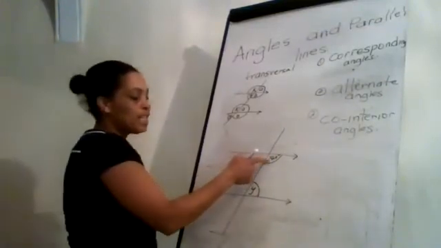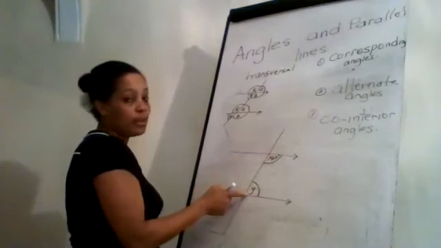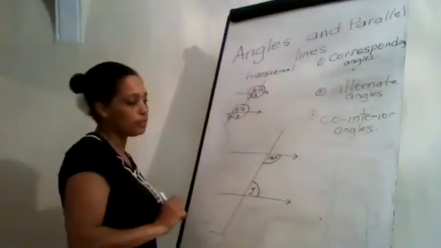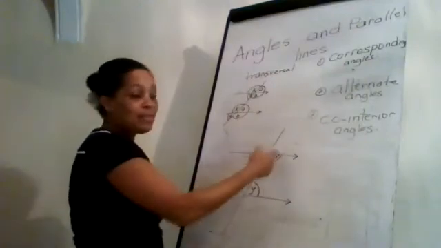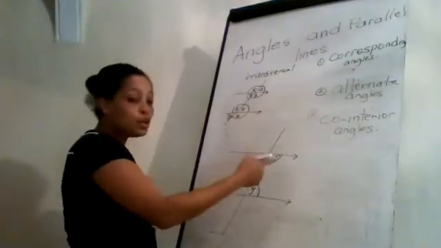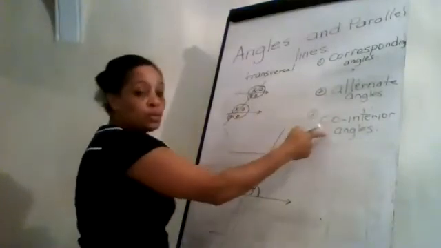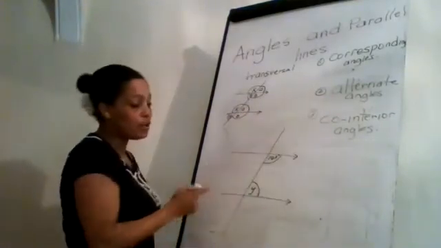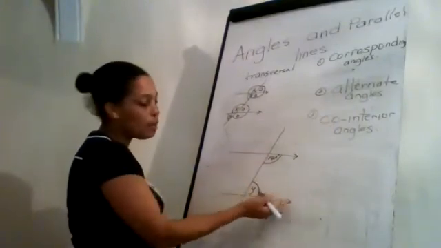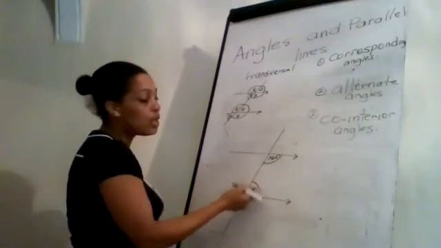Now, that is below the line, and that is above the line. They are not speaking the same language, so I know that they're not corresponding. They're on the same side, which eliminates that they are alternate, because alternate angles are not on the same side. So the next one we know is co-interior, because they are inside of the parallel lines, with the parallel lines being the walls. So they are inside.